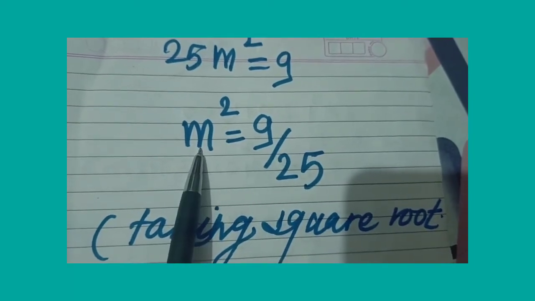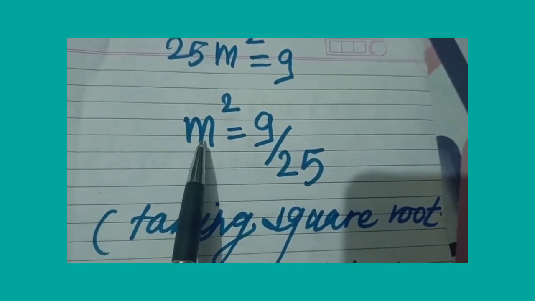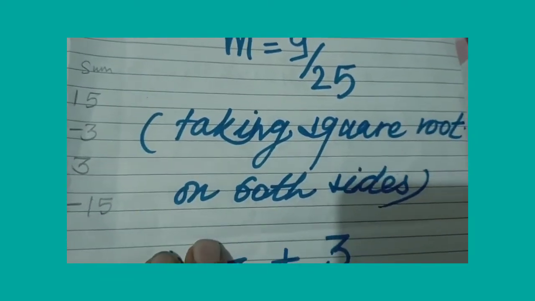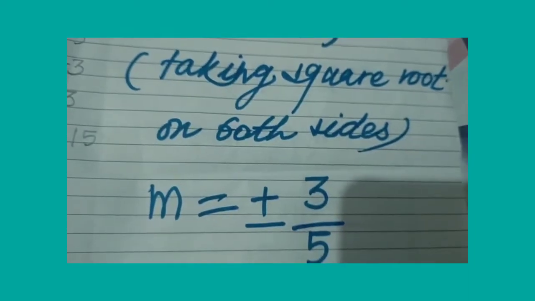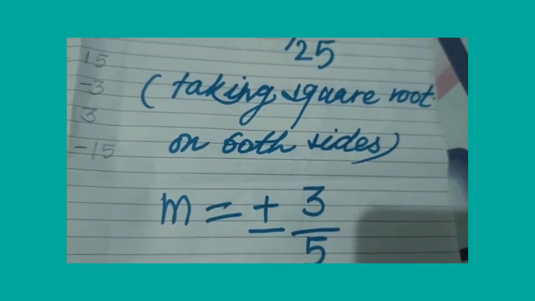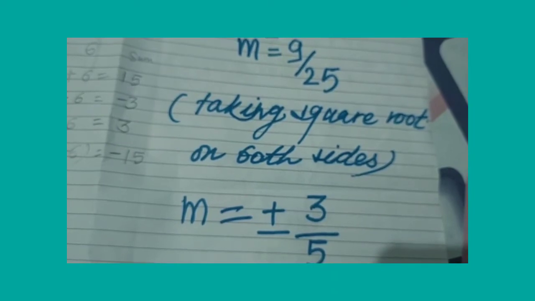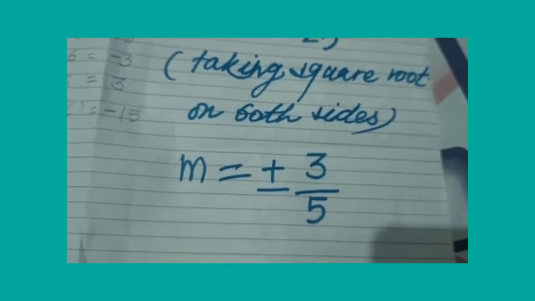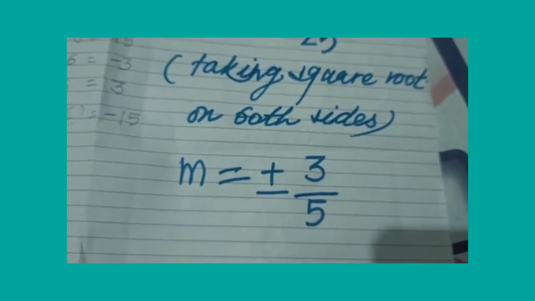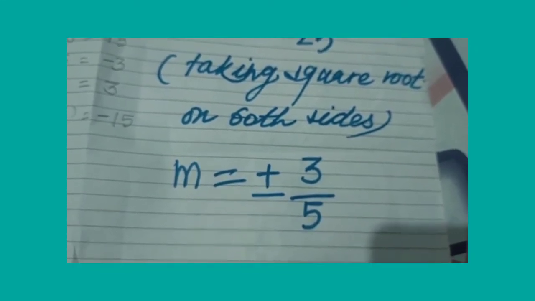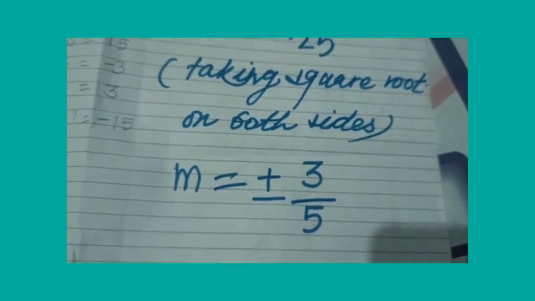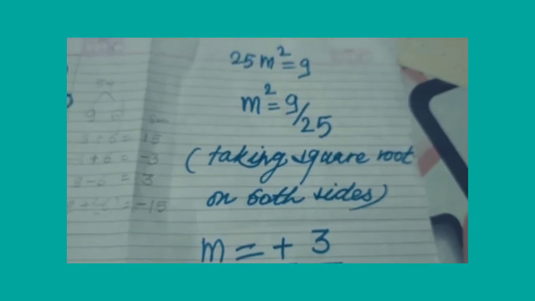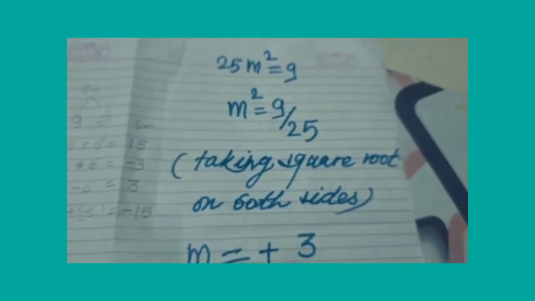Actually, the terms on the right hand side and the left hand side are both square terms. On taking the square root on both sides, we get m is equal to the square root of 9, which is 3, and the square root of 25, which is 5. We get m is equal to plus or minus 3 upon 5, and plus or minus 3 upon 5 are the roots of the equation 25m square is equal to 9.